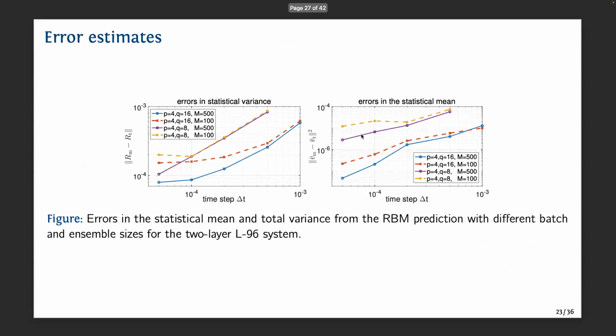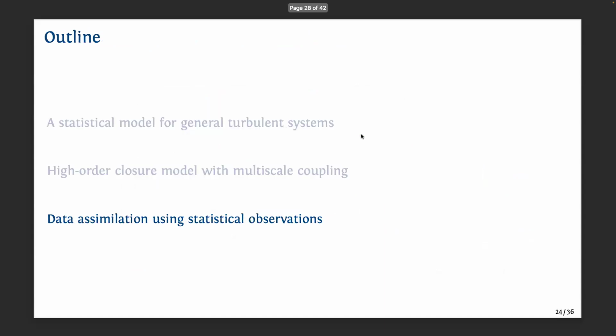And yeah, this is a more detailed error estimate, and I will also skip it. But I will quickly say the second part is what we want to do is to introduce observation data into this general framework. That is, now we have a forecast model which can get the leading moments, the mean and the variance.